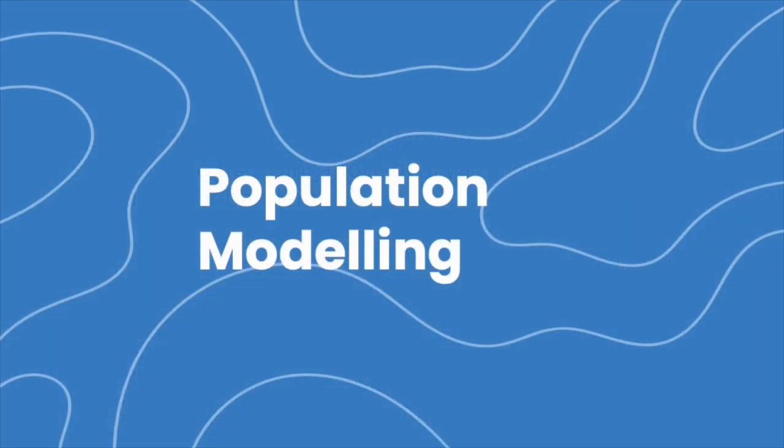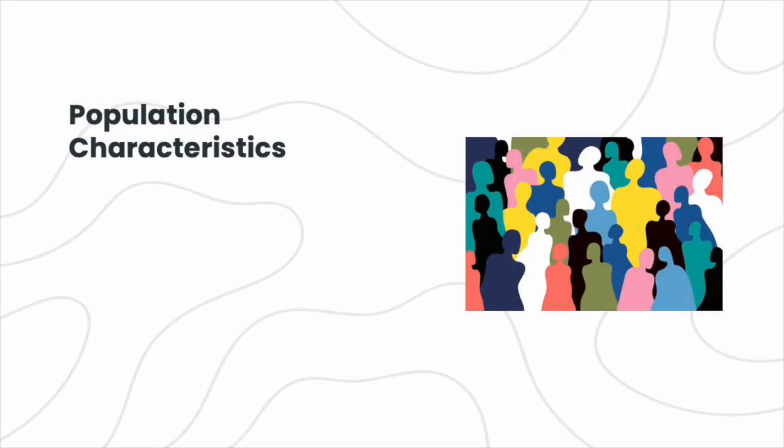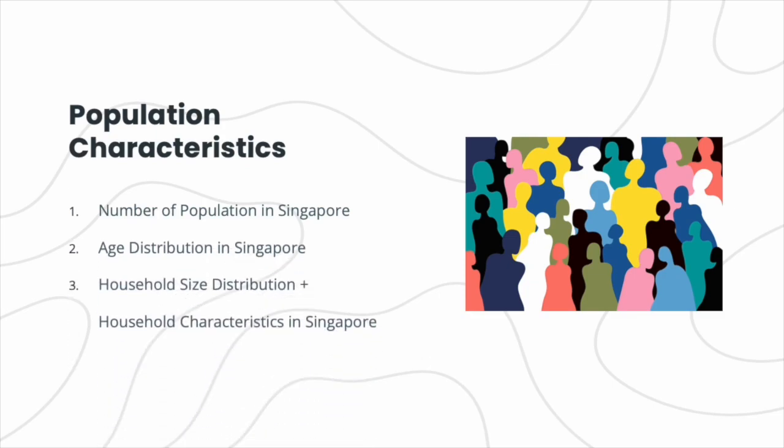First is the population modeling. The aim is to create a network that entails these population characteristics. Those are the number of population in Singapore, the age distribution, and the household characteristics.